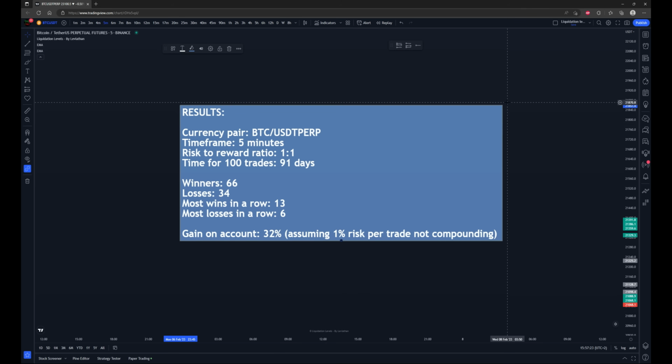you don't see a very high gain on the account figure compared to the 1-to-2 risk to reward ratio strategies, where typically you see those bringing in a much higher gain on the account figure, even with a much lower win rate. So let's put this onto the strategy ranking spreadsheet and see how it stacks up against other tests.